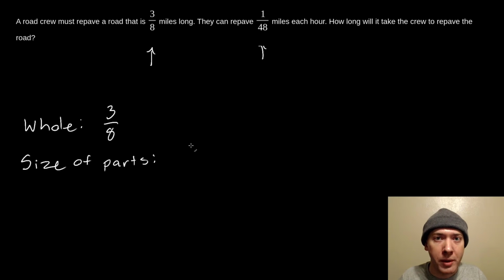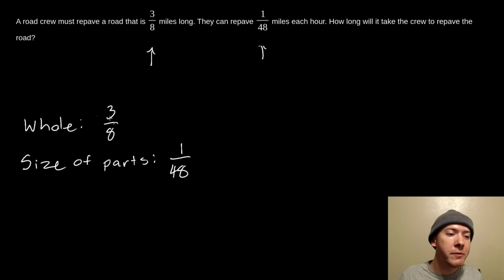And the size of the parts, or the length of the road that the crew is going to pave in little chunks, is this other number, 1/48. So if you can figure out how to assign these two, then your answer for all of these problems in the topics should be the same. It's going to be the whole divided by the size of the parts.